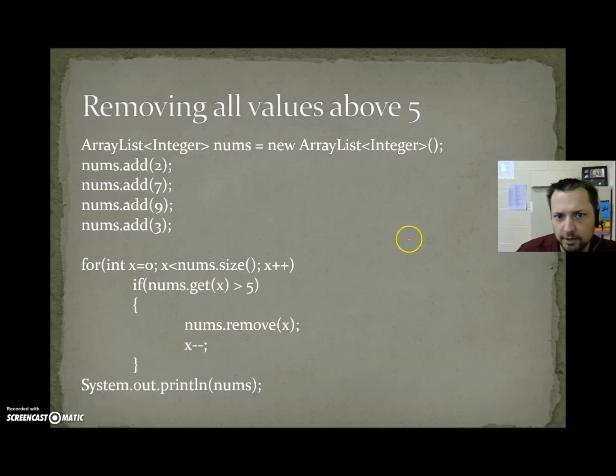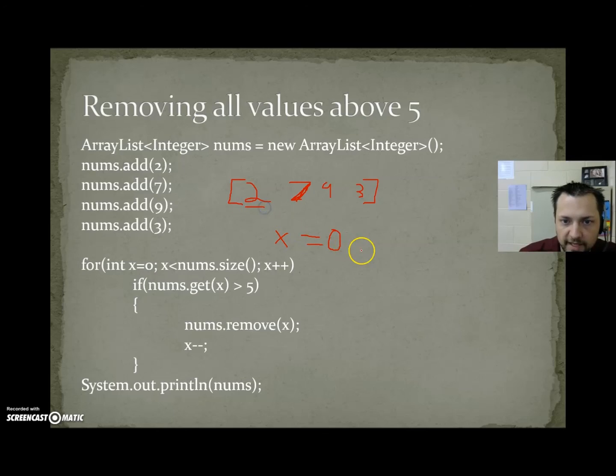Here's how we correctly remove all the values. So 2, 7, 9, 7 looks a little weird, so let's make it better. 2, 7, 9, 3. Again, x equals 0. Is 0 less than size? Yup. Is that number bigger than 5? Nope. x changes. 1. Is that bigger than 5?